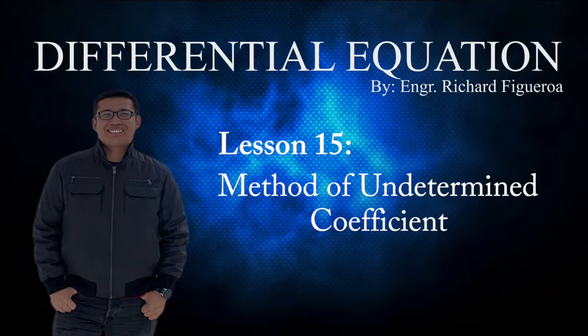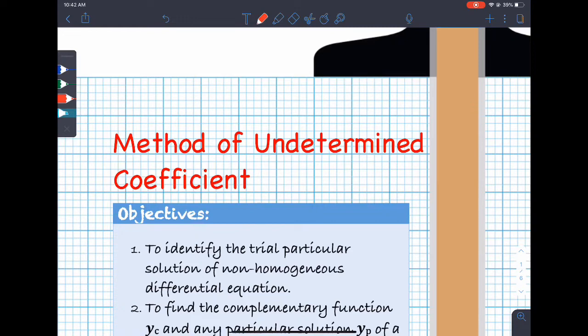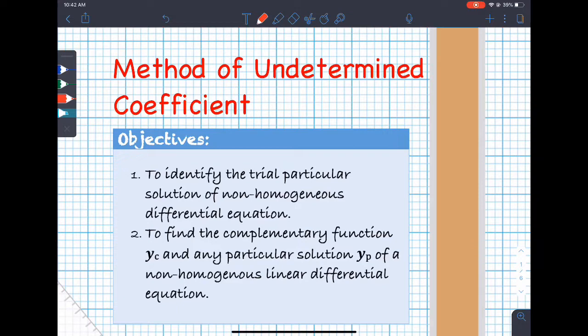Once again, we are on the first method in finding the solution of a non-homogeneous higher order differential equation, and that method is the method of undetermined coefficients. At the end of this video presentation, we are expected to identify the trial particular solution of a non-homogeneous differential equation, and to find as well the complementary function and any particular solution y_p, which would comprise the general solution of a non-homogeneous differential equation.